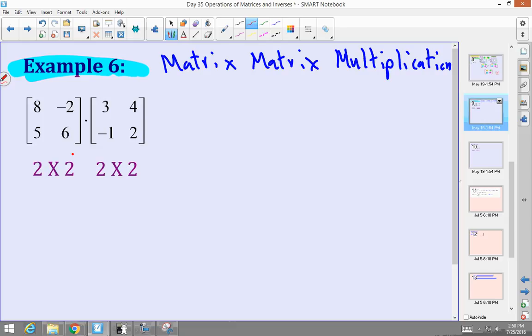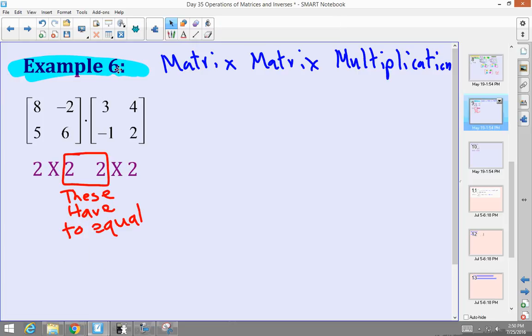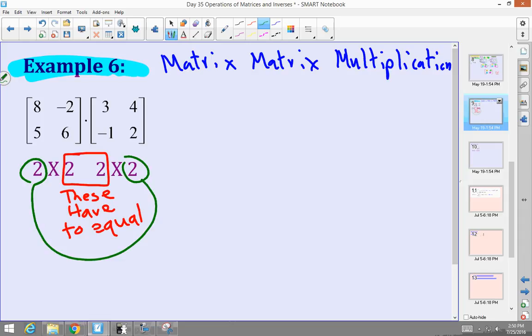The inner pair here, when you line this up, so the first guy's column and the second guy's row, these have to equal. These have to equal, and if they do equal, you can do it. And this part gives you the final answer's dimension. So this is going to be the dimension of your answer. In this, I'm going to get a 2 by 2.